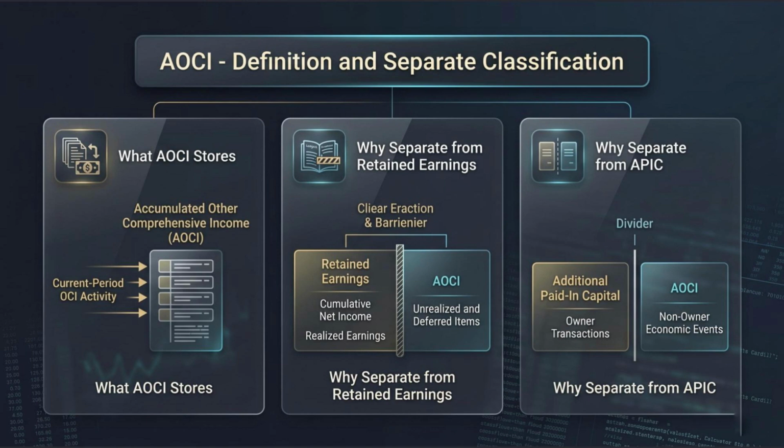It is separate from retained earnings because retained earnings accumulates net income less dividends, while OCI bypasses net income. It is separate from APIC because APIC comes from owner contributions. AOCI comes from non-owner economic events recognized outside earnings. Keep these accounts separate because equity is not a mixed fruit bowl.